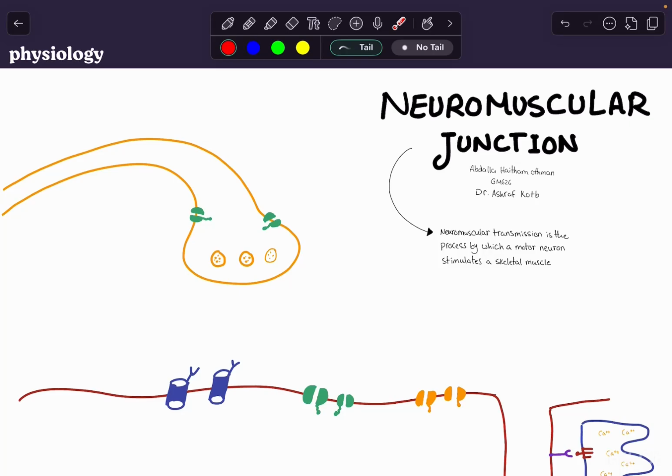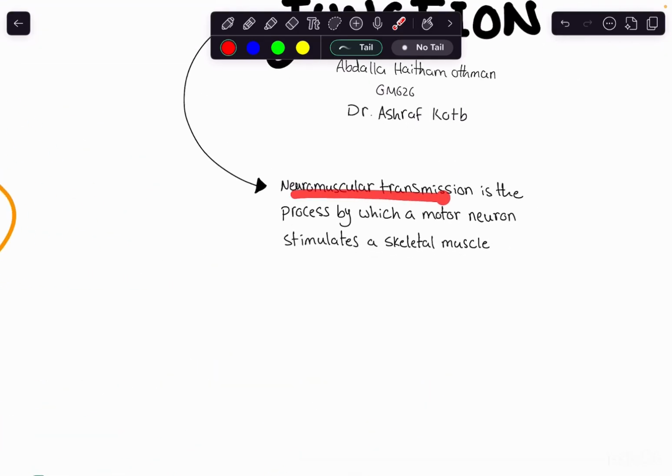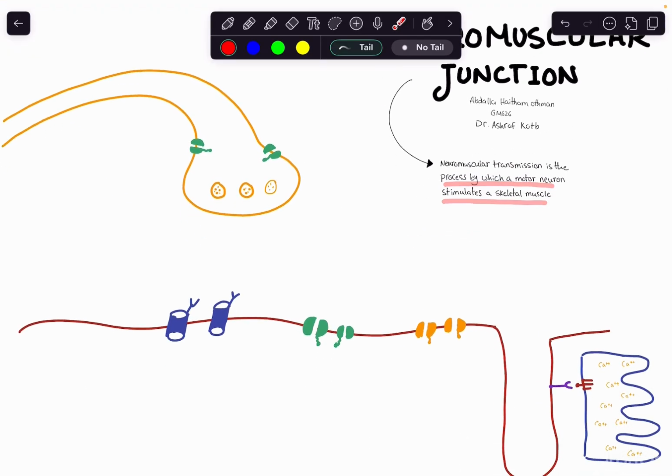So let's first give a brief definition of neuromuscular transmission and then dive into details and explain exactly how this process happens. Neuromuscular transmission is the process by which a motor neuron stimulates a skeletal muscle. Just to give you some orientation about this diagram, what I've drawn here is the presynaptic membrane, and this is the postsynaptic membrane of the skeletal muscle, and the area in between is the synaptic cleft.